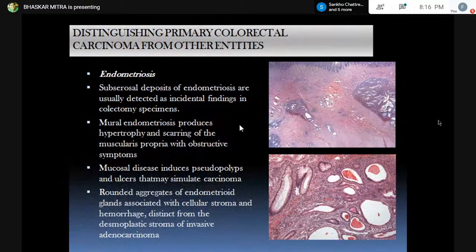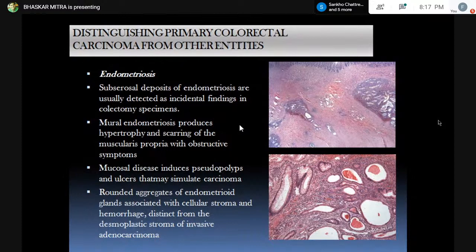Next, it may be mural endometriosis producing hypertrophy and scarring of the muscularis propria and giving rise to obstructive symptoms. It's like a mass effect. It may mimic a colorectal adenocarcinoma. Or it may be a mucosal deposit and present like a pseudopolyp. Here, we may misdiagnose those cases as dysplasia among the polyps. So we have to look here.